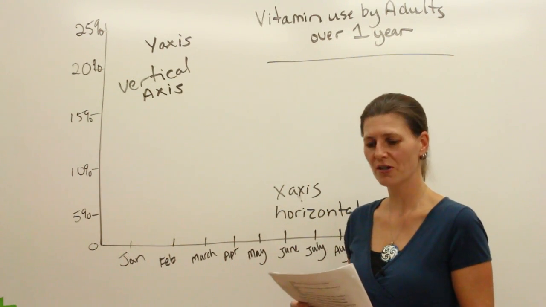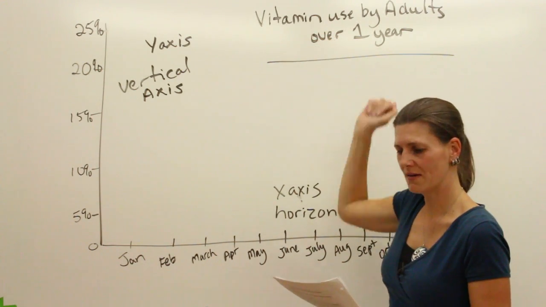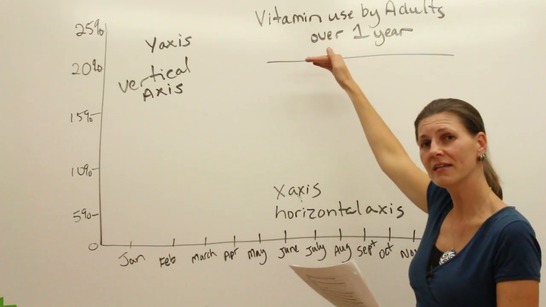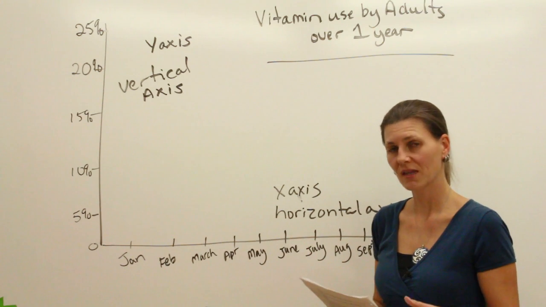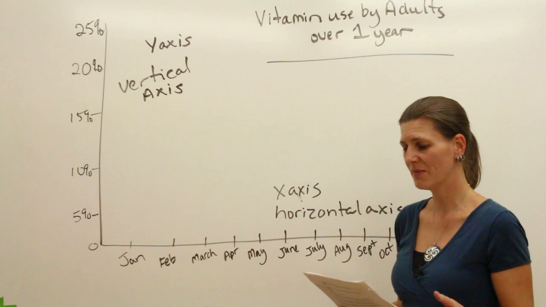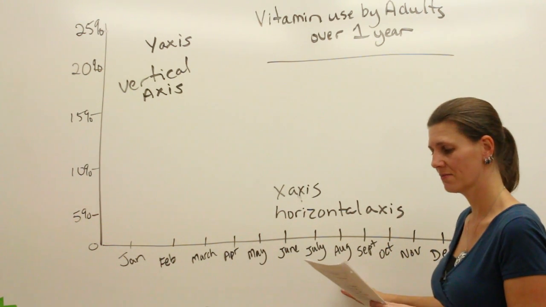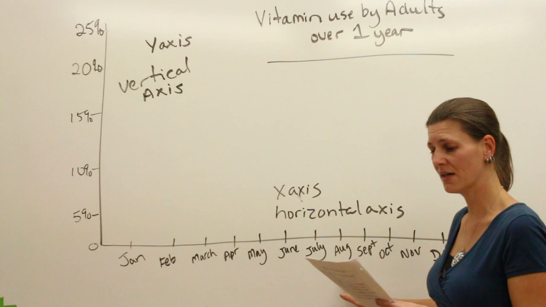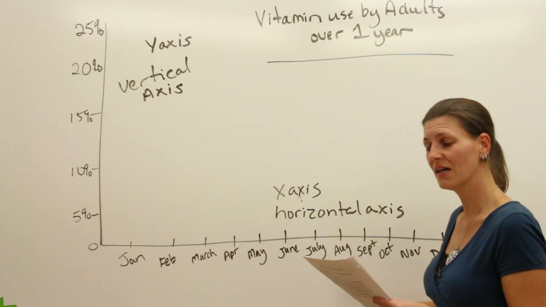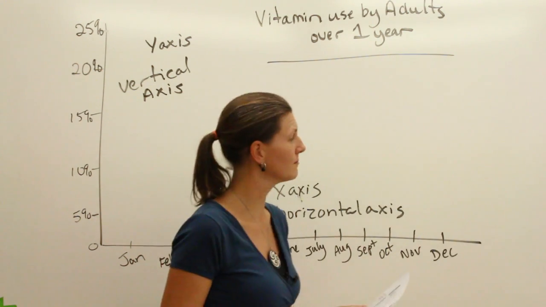Okay, let's continue with our graph. We've reached a peak. Peak is the highest point of the graph. So let's describe it. The percentage of adults taking vitamins was at its highest peak in August. Or I could also say it reached a high of 25% in August.